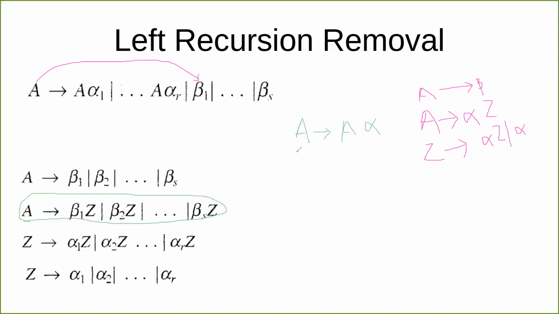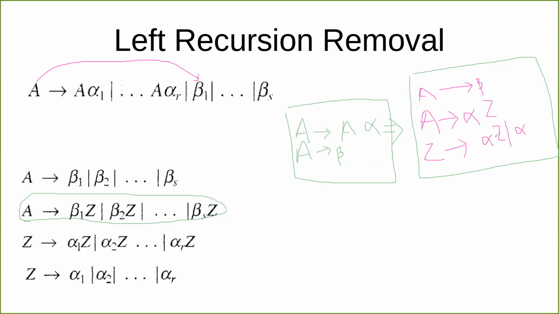Now this production would be converted to these sets of productions, and these two are equivalent, but in the first grammar there is a left recursion, and in this grammar there is no left recursion. So in this way we remove the left recursion.